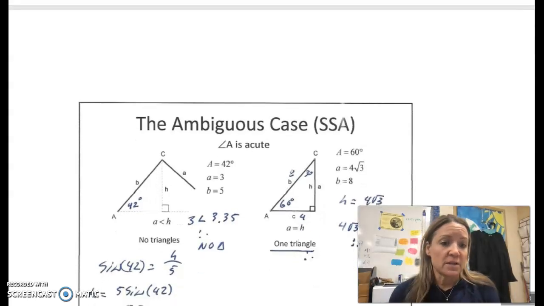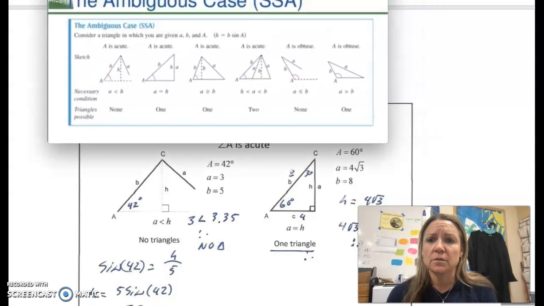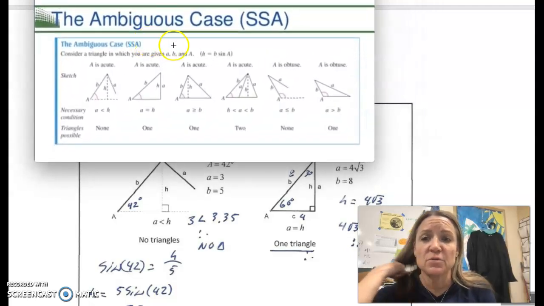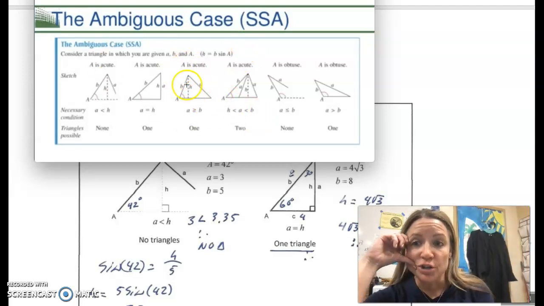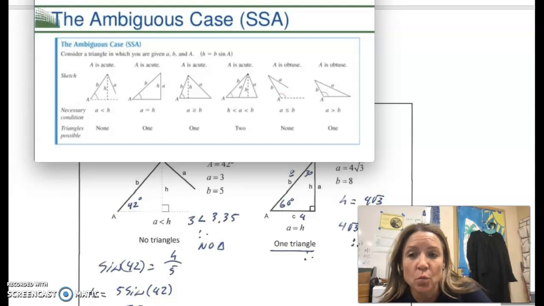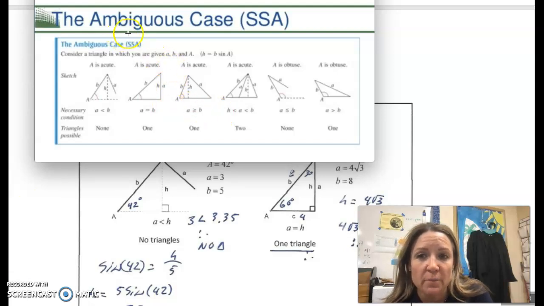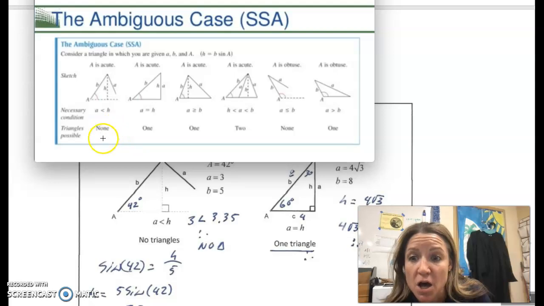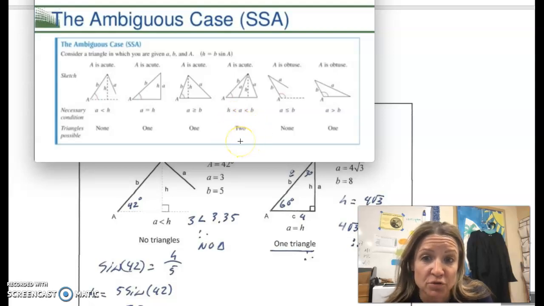All right, so the next thing we're going to talk about is this thing called the ambiguous case. So the first thing I want you to do for the ambiguous case is to look at this little chart. So in the previous example, you were given two angles and one side, but what if you're given two sides and one opposite angle? So when that happens, you're going to have something called the ambiguous case, and there are three different outcomes that you could have. Either there could be no possible triangle, one possible triangle, or two possible triangles.